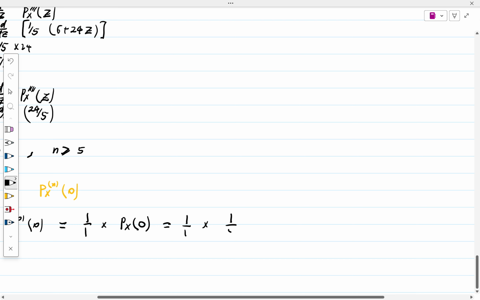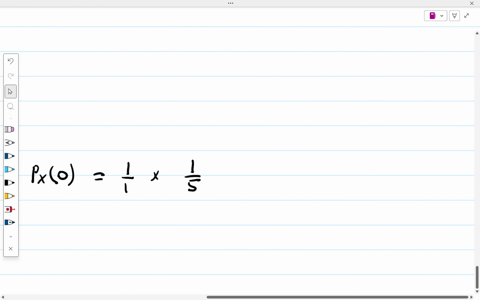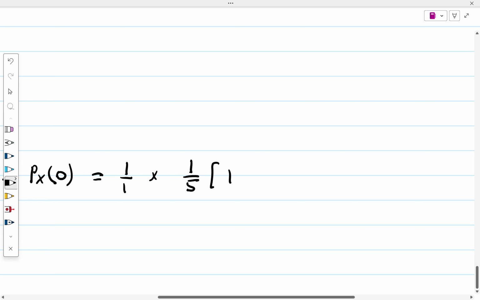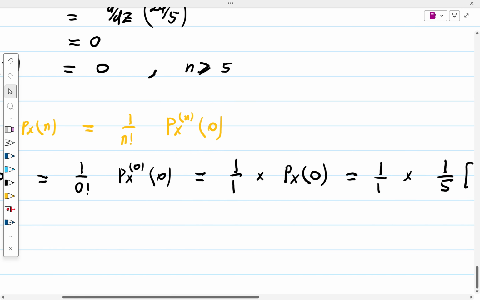Now, our function was 1 on 5, and we actually had it up here. Here was the function: 1/5 times (1 plus z plus z squared plus z cubed plus z to the 4). So it becomes 1 on 5 times (1 plus 0 squared plus 0 cubed plus 0 to the 4), which is simply equal to 1 on 5.